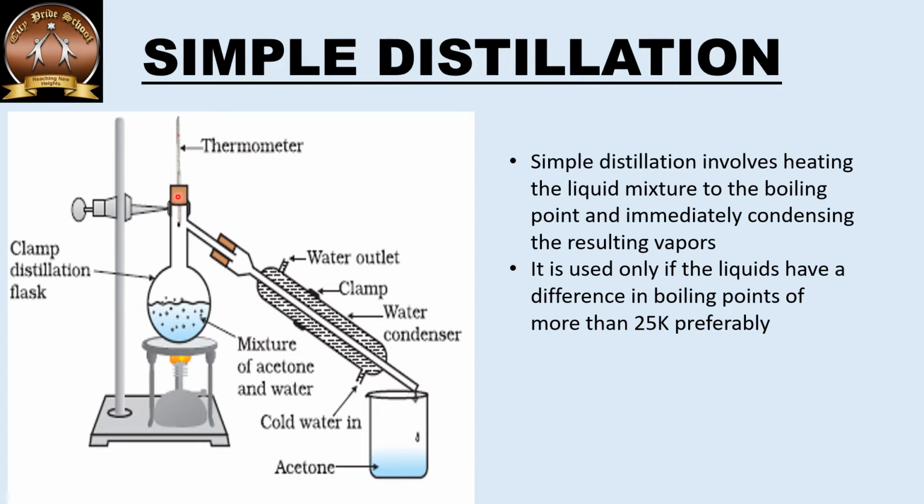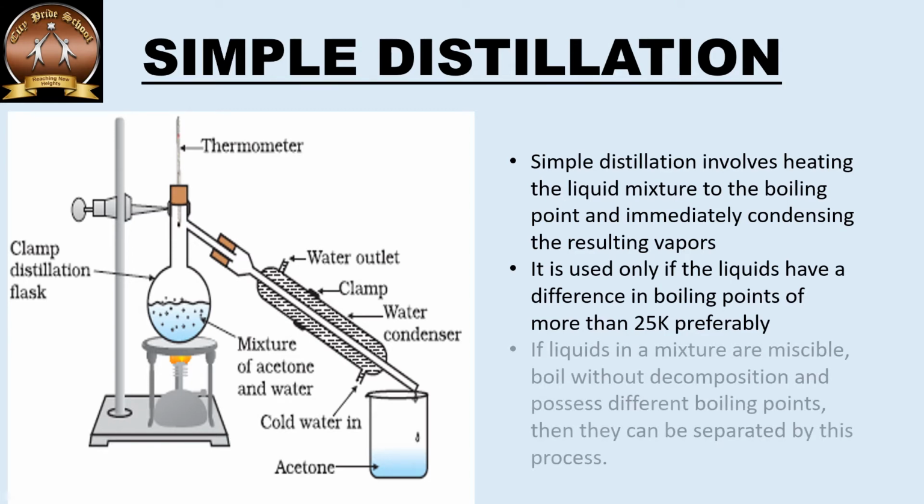So this is the apparatus or assembly for simple distillation, and we use this simple distillation for miscible liquids or a solution where there is a difference in the boiling point of more than 25 to 30 Kelvin preferably. So this is the apparatus which has its application in the laboratory and at industry level also.